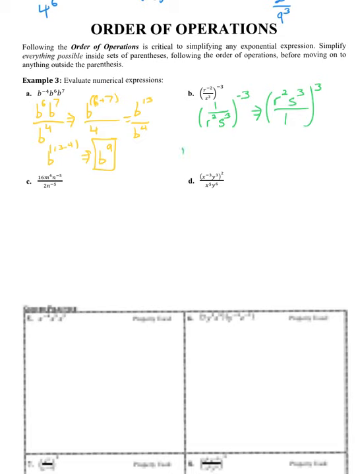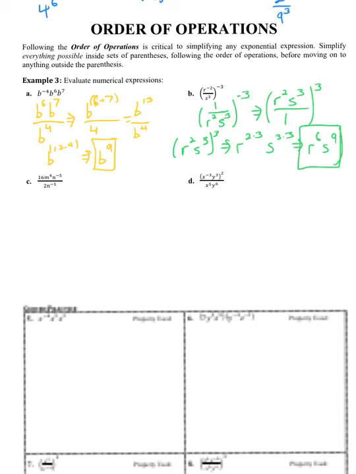And I think that makes this problem a little easier for me, because now I don't really have to worry about that denominator anymore. And I'm just going to do r 2 times 3, s of 3 times 3, and I end up getting r to the 6th, s to the 9th. That would be my answer for problem B.